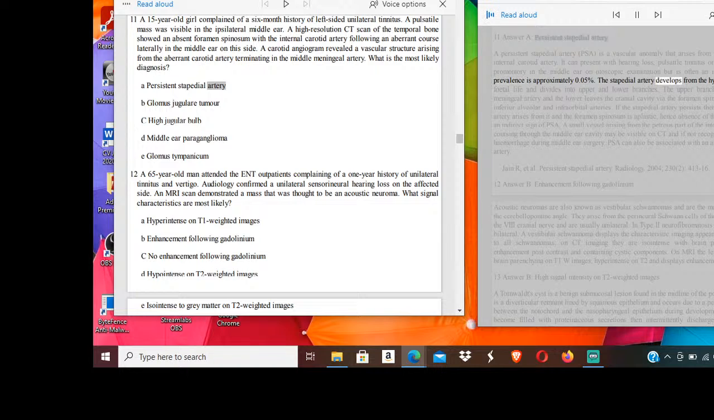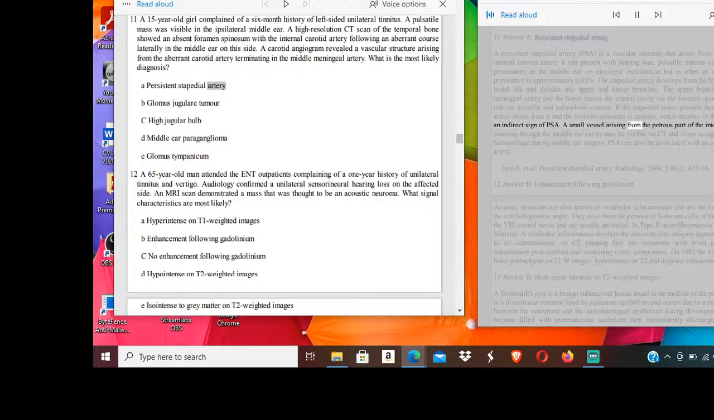The stapedial artery develops from the hyoid artery during early fetal life and divides into upper and lower branches. The upper branch becomes the middle meningeal artery, and the lower leaves the cranial cavity via the foramen spinosum and becomes the inferior alveolar and infraorbital arteries. If the stapedial artery persists, then the middle meningeal artery arises from it and the foramen spinosum is aplastic, hence absence of the foramen spinosum is an indirect sign of PSA.